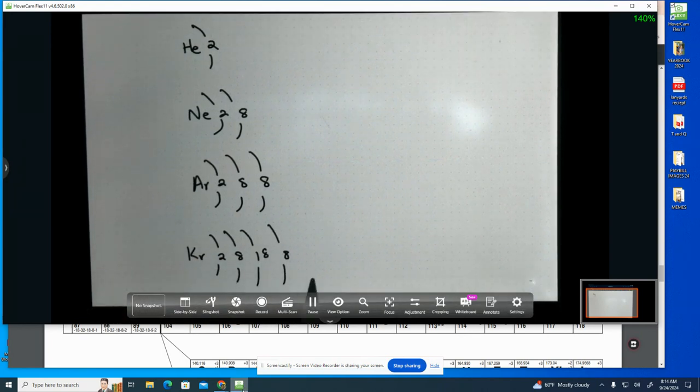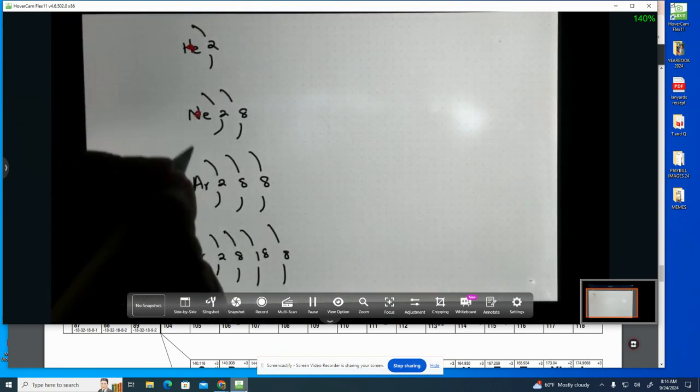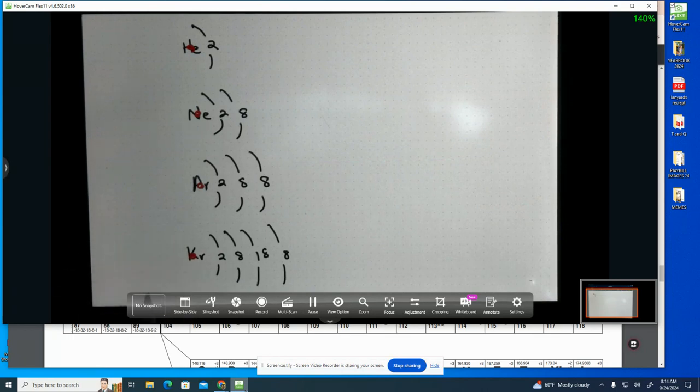You see how far away these are from that nucleus? This is my nucleus right here. That's an eraser. Come back here. That's my nucleus, and that's where the positives are living. The positive protons are in there. These positive protons are holding all of these negative electrons onto the atom.